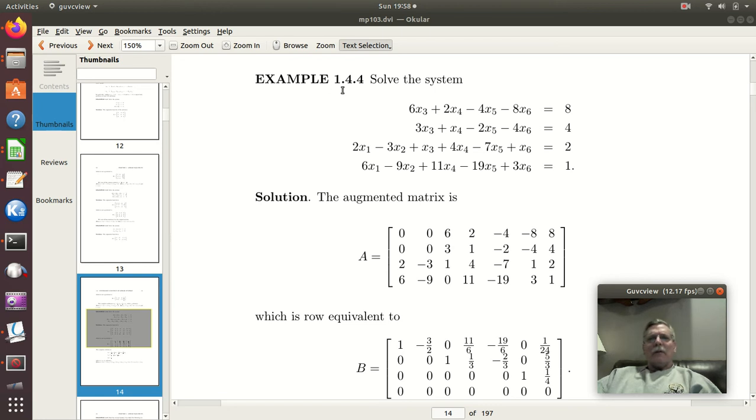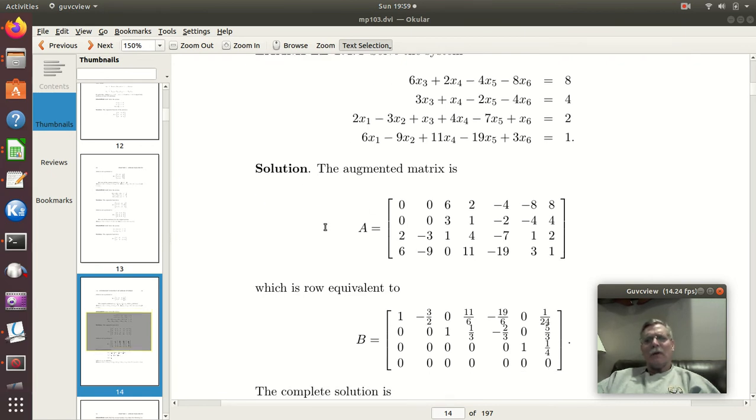Okay, here is section 1.4, example 4, so 1.4.4, and they just want us to solve this system. But notice this system has 6 unknowns. The number of rows m is 4, the number of unknowns n is 6, and so I don't want to do that by hand. And notice they don't show us either. They say here's the augmented matrix, which is row equivalent to this.